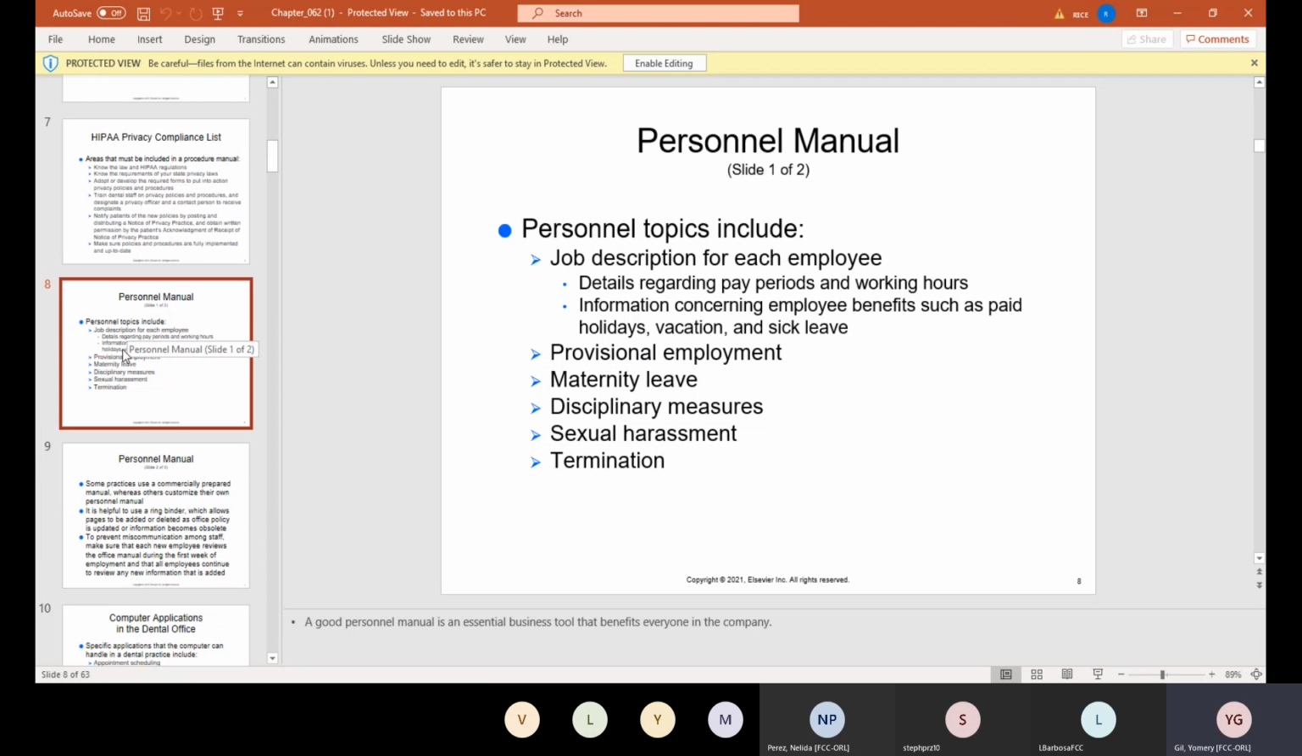Personnel manual. Personnel topics include job description for each employee, the details regarding pay periods and working hours, information concerning employee benefits such as paid holidays, vacation, and sick leave. Provisional employment, maternity leave if your office offers that, disciplinary measures, sexual harassment, and termination.